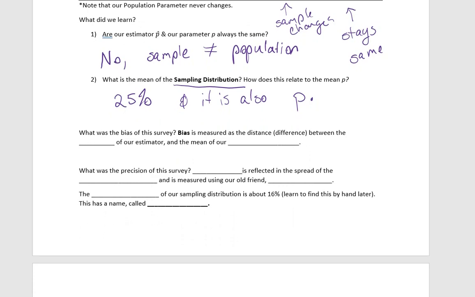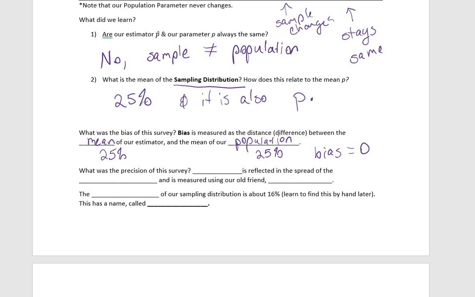So another thing that we want to know is what's the bias of the survey? So the bias is the difference between the mean of our estimator and the mean of our population. So in this case, since this is 25% and this is 25%, then our bias equals 0. The reason our bias is 0 is because we didn't do anything that would have skewed our results. We didn't just go to dog parks and we didn't just go to cat cafes, right? We did a lot of random sampling.